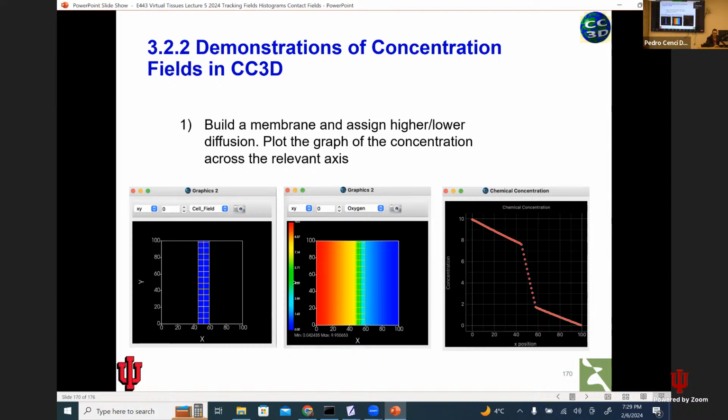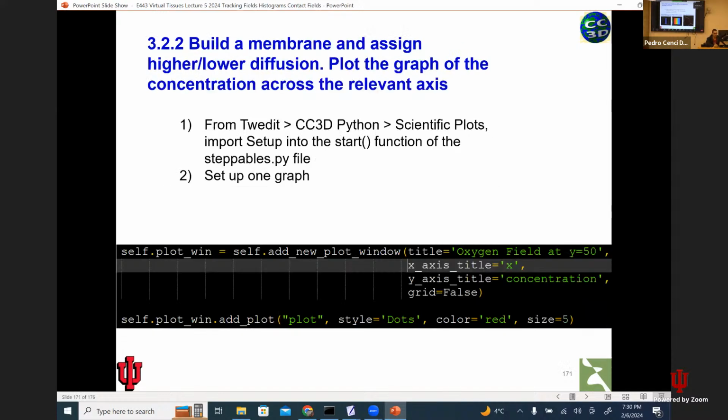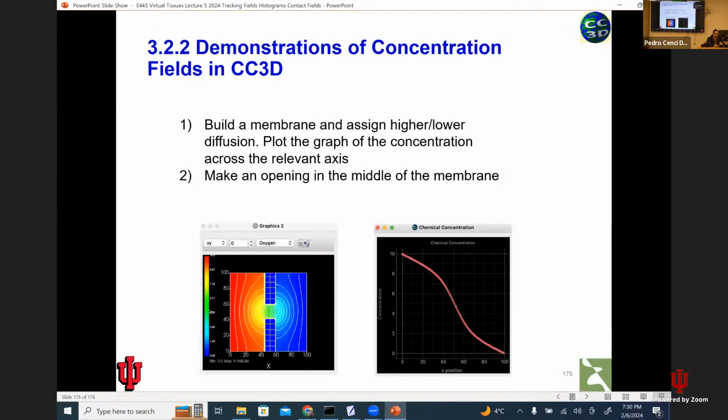This exercise is basically placing cells in the middle with a different diffusion coefficient and plotting the concentration across the x-axis. And you see if you build this semi-permeable membrane, the steady state is broken like this in the picture. And then you can open a hole like this, and it's now a smooth transition. But it's still kind of broken, like an inflection, because you have less diffusion from left to right because of the barrier.